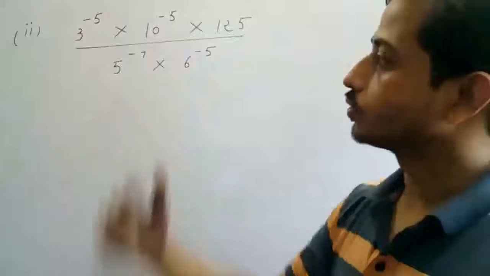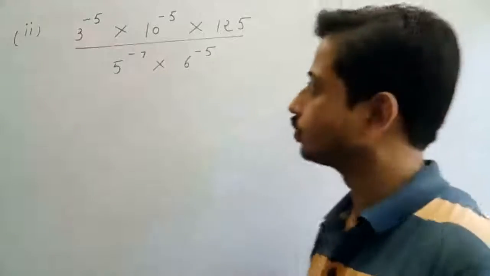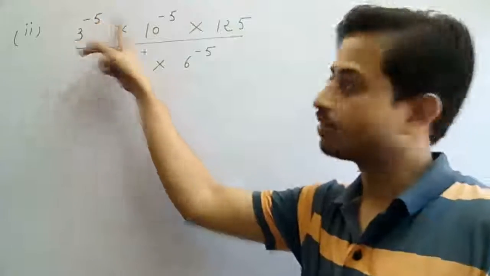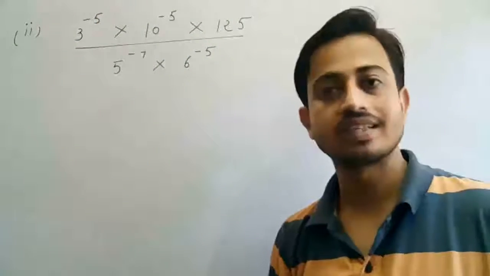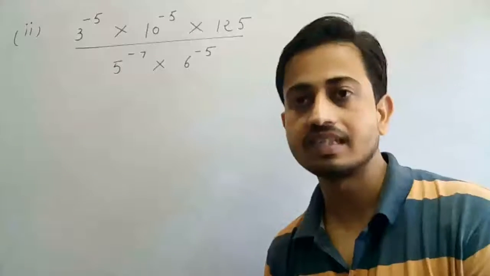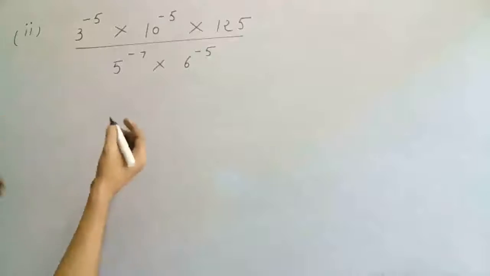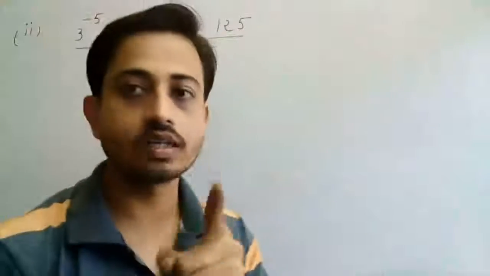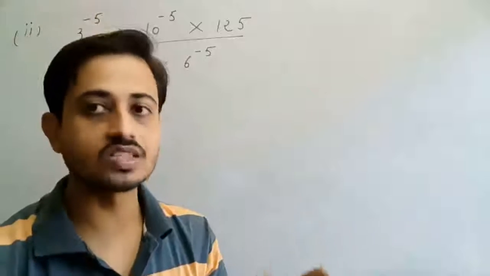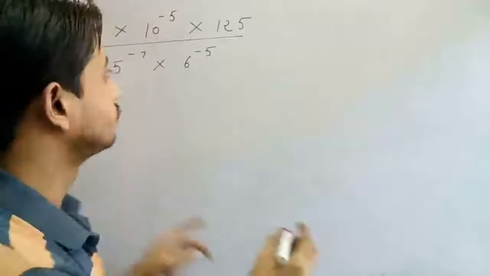Now please look at question number 7 part 2. Some of the terms are in exponent and power form, but some terms are not. The first step is to make all terms an exponent and power. So I am going to make 125, and 125 can be written as 5 into 5 into 5, so 5 raised to the power 3.